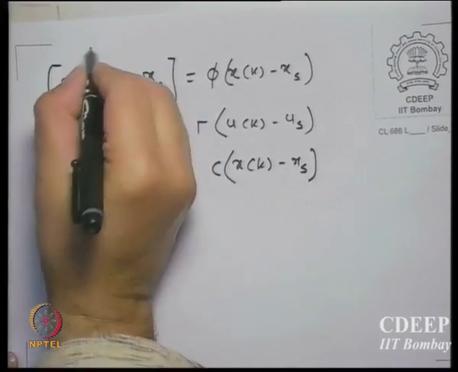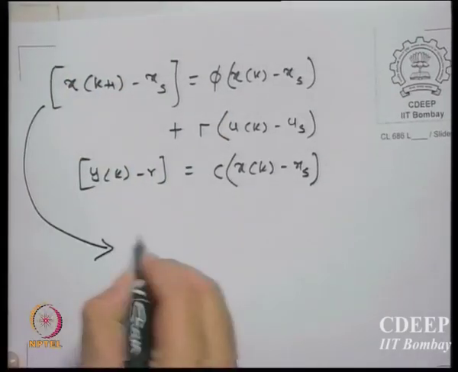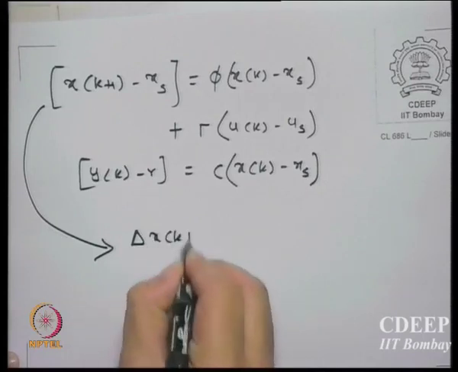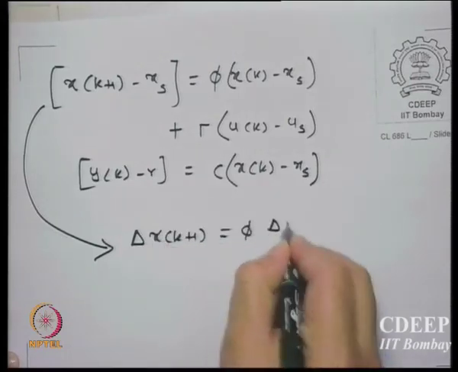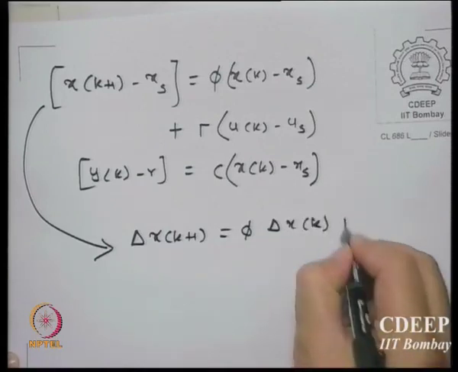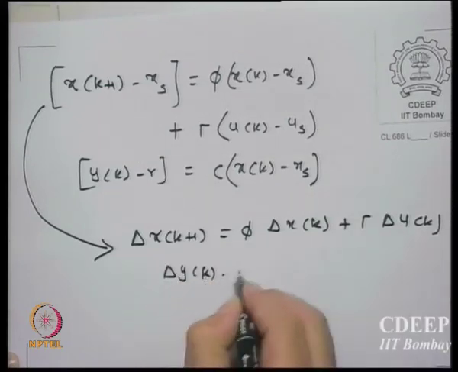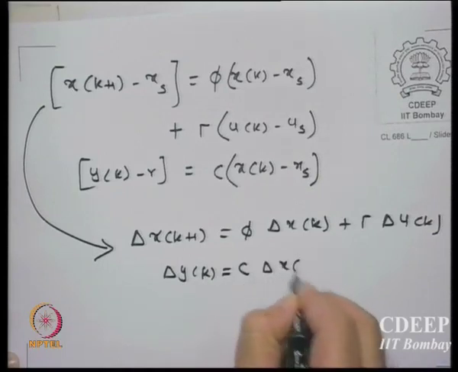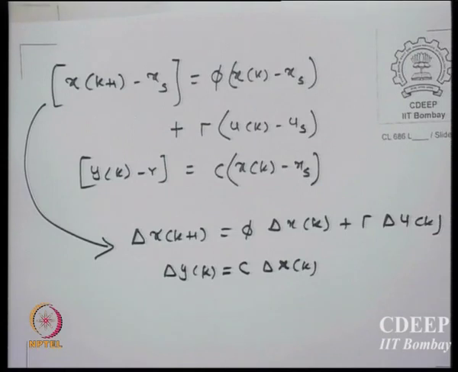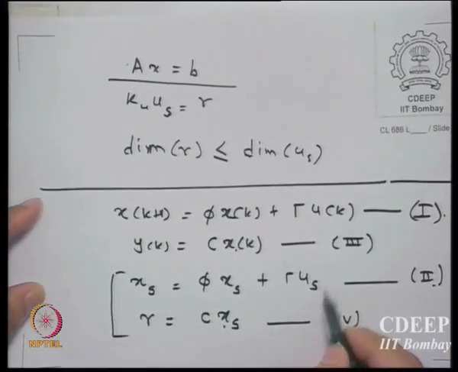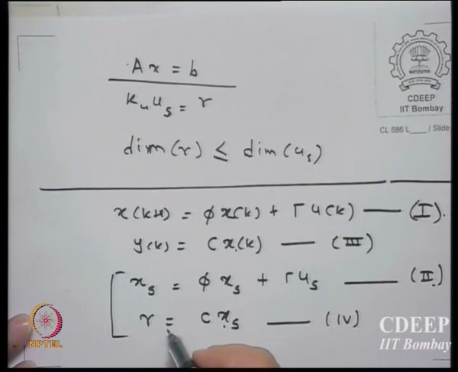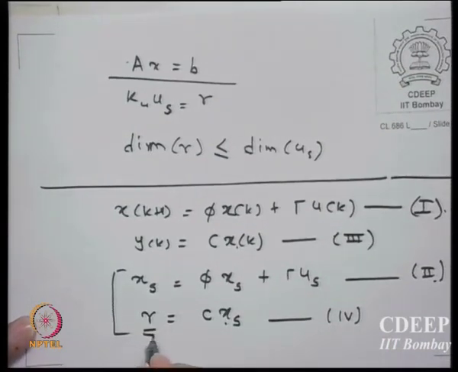So now I can write this equation as delta x k plus 1 is equal to phi delta x k plus gamma delta u k, and delta y k is equal to c delta x k. Is this fine? Now this is a perturbation model developed around this steady state. This steady state will take me to the set point r.